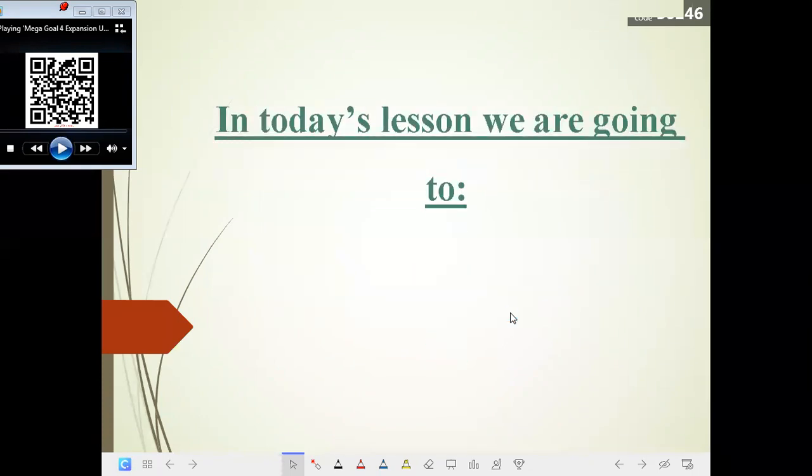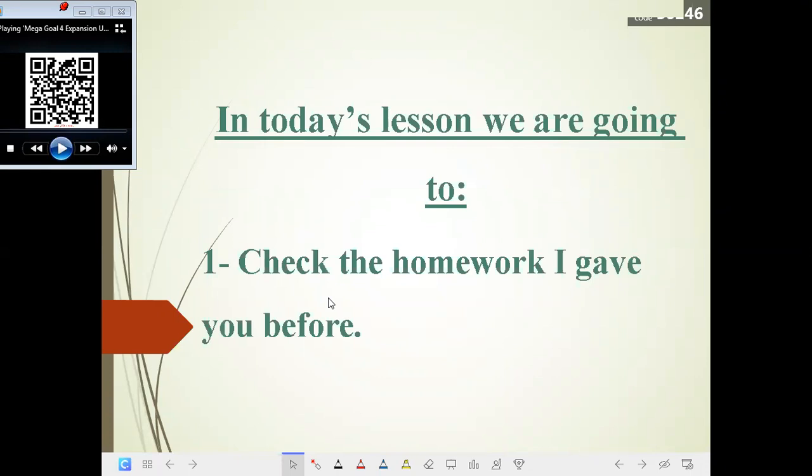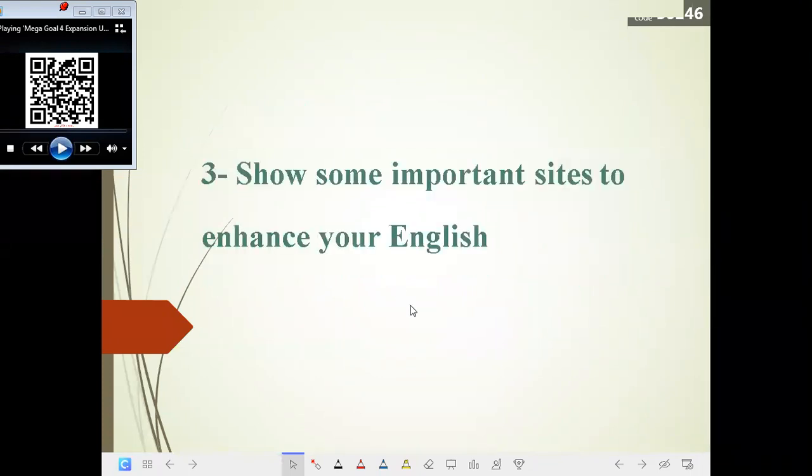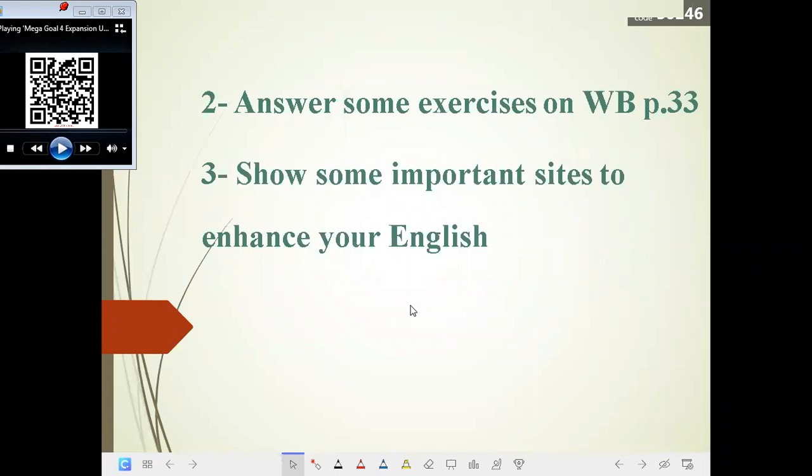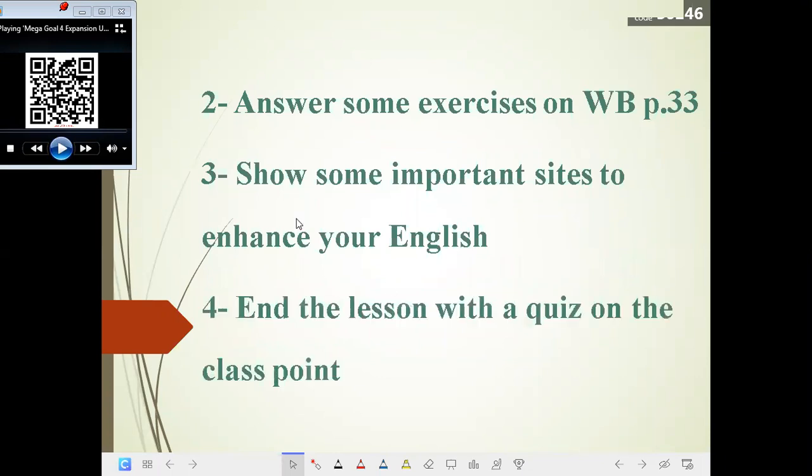In today's lesson, inshallah, we are going to at first check the homework I gave you before. This is the first part of the lesson. The second one is answer some exercises on workbook page 33. The exercises related to the grammar we explained before. And number three, I want to show you some important sites to enhance your English. And the last part of the lesson is ending the lesson with a quiz on the class.